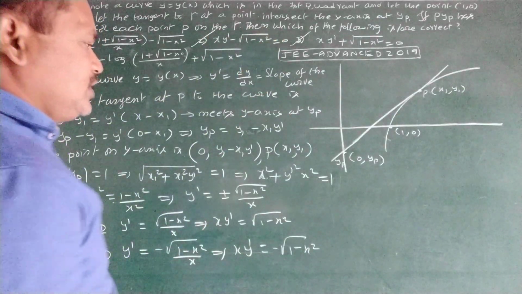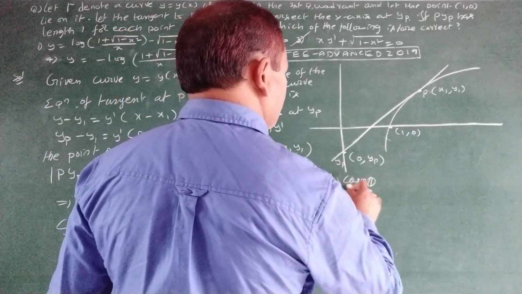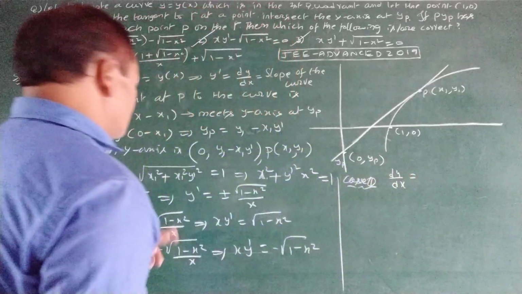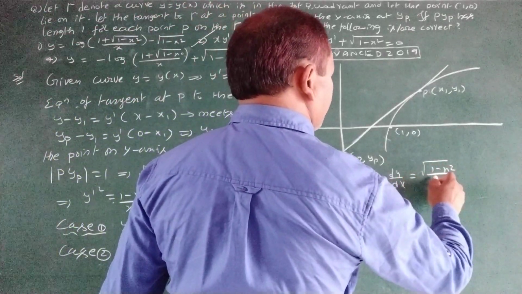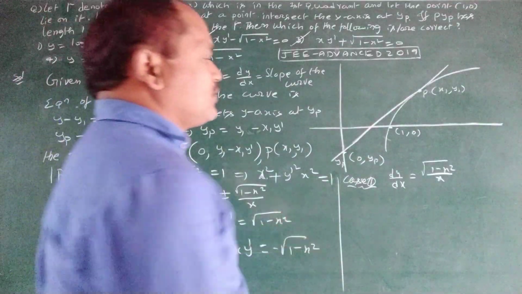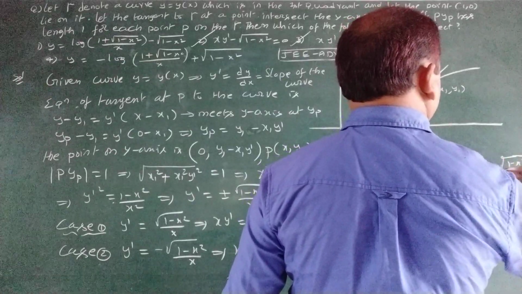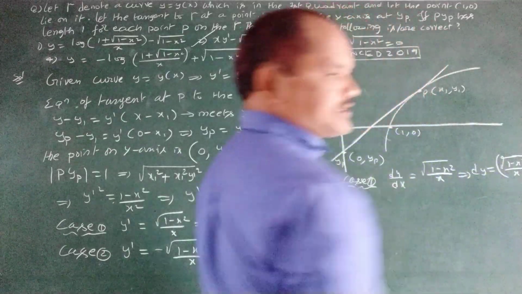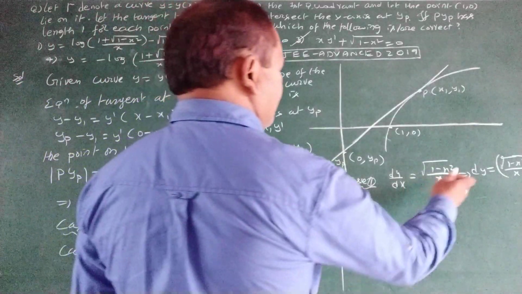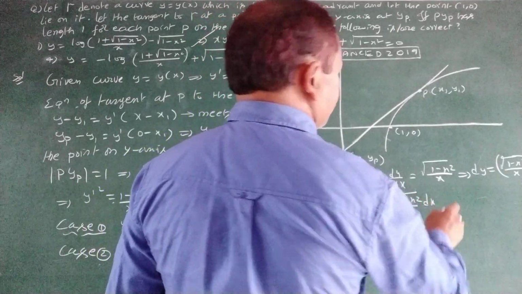Now, from case 1 again, here y dash, which is dy by dx, is equal to square root of 1 minus x square by x. Now from this, dy is equal to root 1 minus x square by x into dx. Now apply integration. Integral dy is equal to integral root 1 minus x square by x dx.